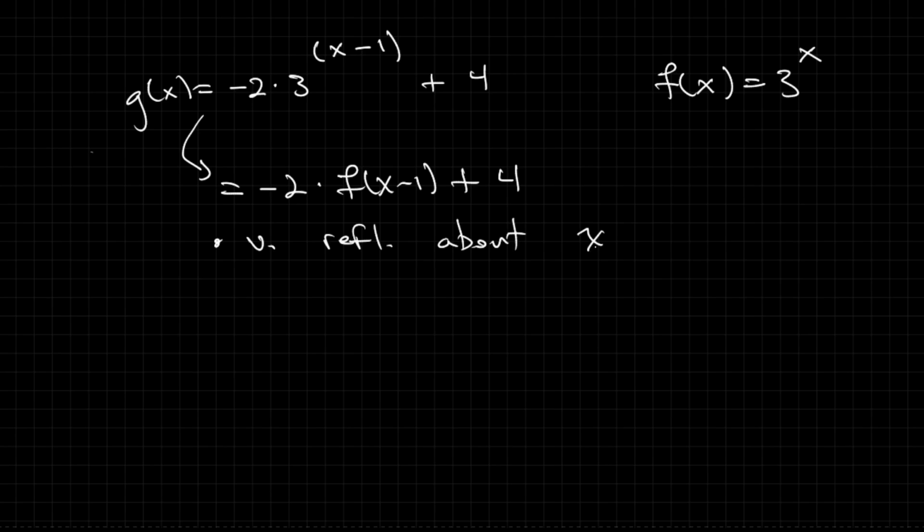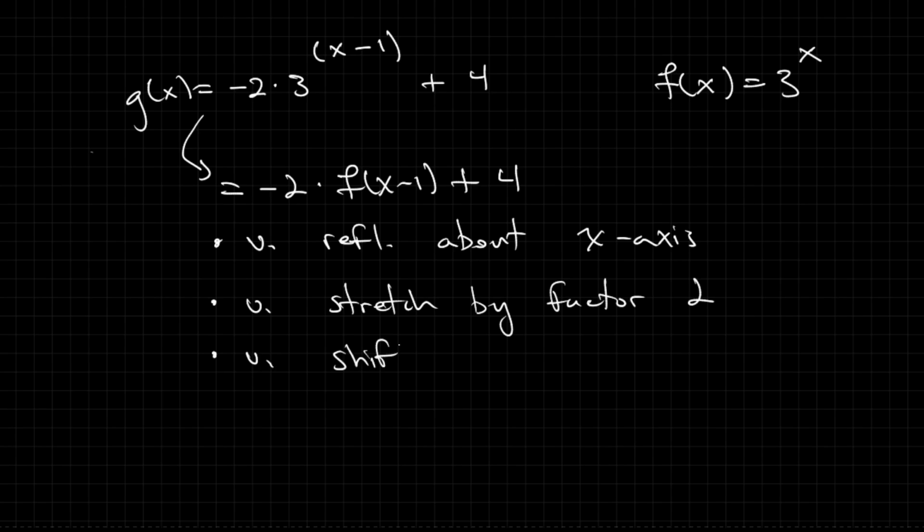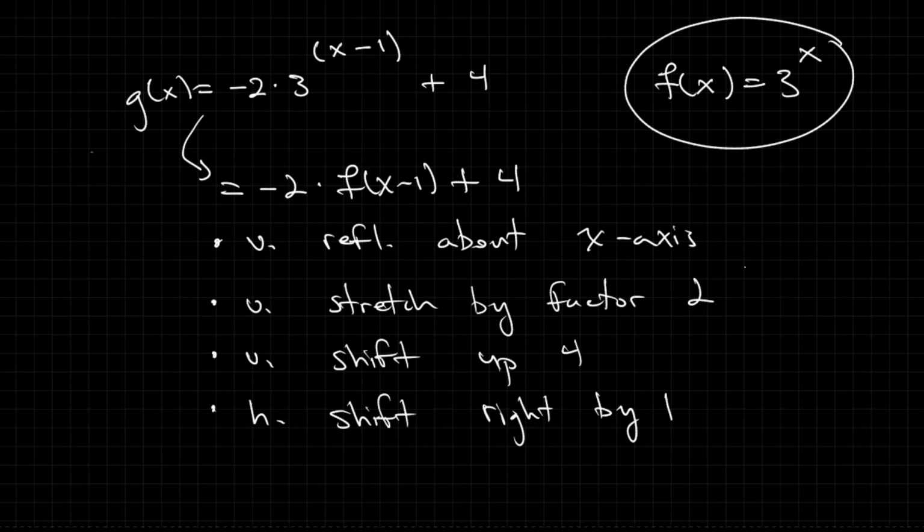And since it's vertical, it has to be about the x-axis. We have a vertical stretch by 2. We have a vertical shift up by 4. And then we have a horizontal shift right by 1.